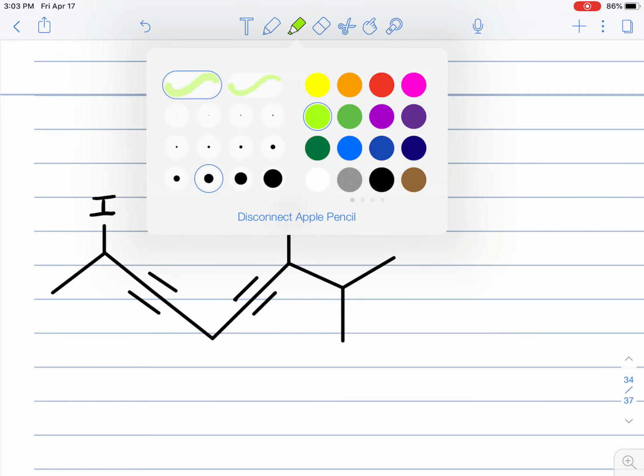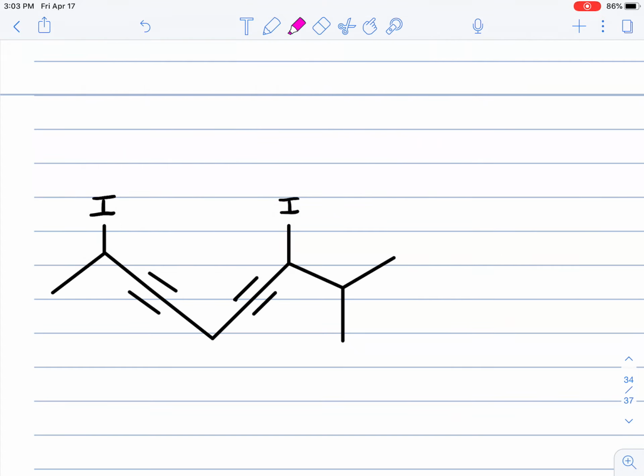We need to identify the longest carbon chain. I'm going to go from left to right: 1, 2, 3, 4. Remember, either end of that triple bond represents 2 carbons. So 1, 2, 3, 4, and this is 5, and then this is 6, 7. Once again, I'll draw it in. 6, 7, 8, 9, and 10. Okay, it doesn't matter.